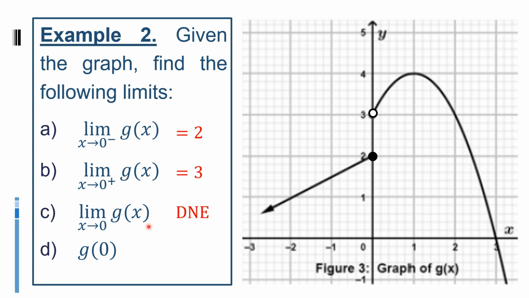Kasi diba, kailangan yung left and right hand equal para mag-exist siya. Pero in this case, 2 yung papuntahan nung isa, 3 yung papuntahan nung isa. So ano nga ba talaga yung limit? Is it 2 or is it 3? Kaya sinabi natin that the limit does not exist. But g of 0 is equal to 2. Kasi yun, yung value ng ating function at 2.